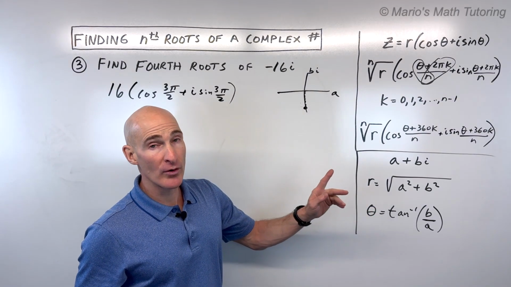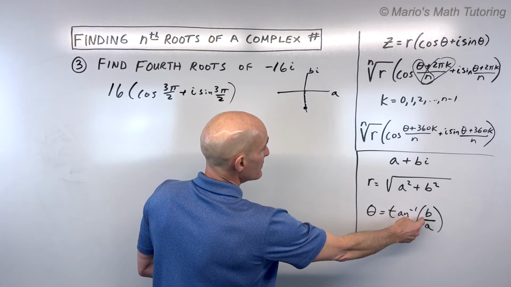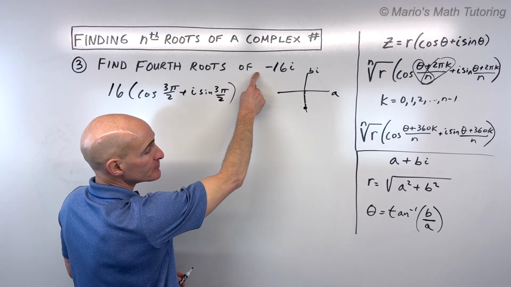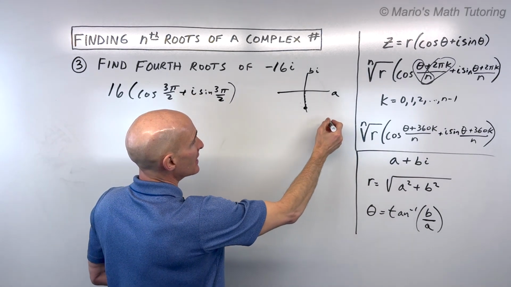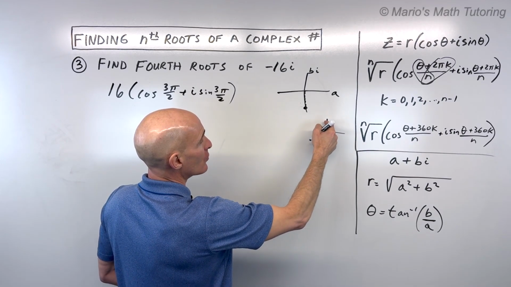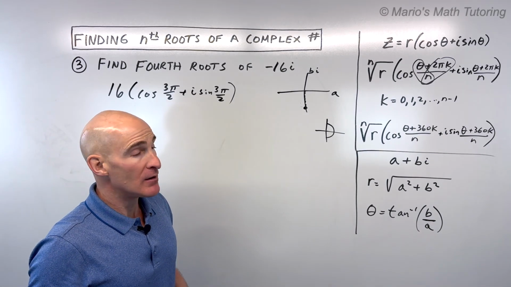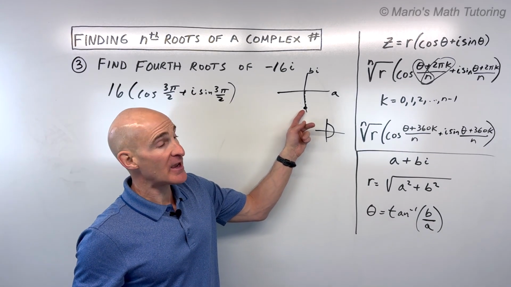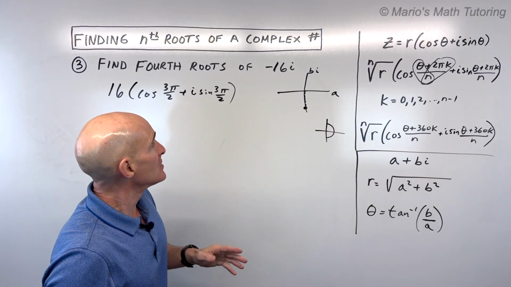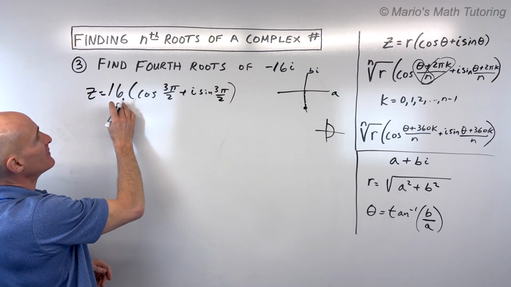The only thing you have to be a little bit careful of, if you're doing the tangent inverse of b over a, you're going to get undefined because the a value is 0. And tangent, you do the tangent inverse, it's undefined here at negative pi over 2 or at positive pi over 2. So that's why it's always helpful to graph the number in the complex plane so you can see that, okay, this is my location, it's down here. So now we've got the complex number in trigonometric form.